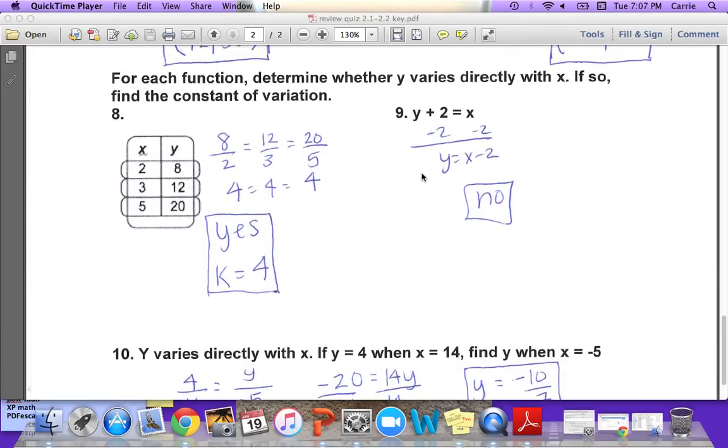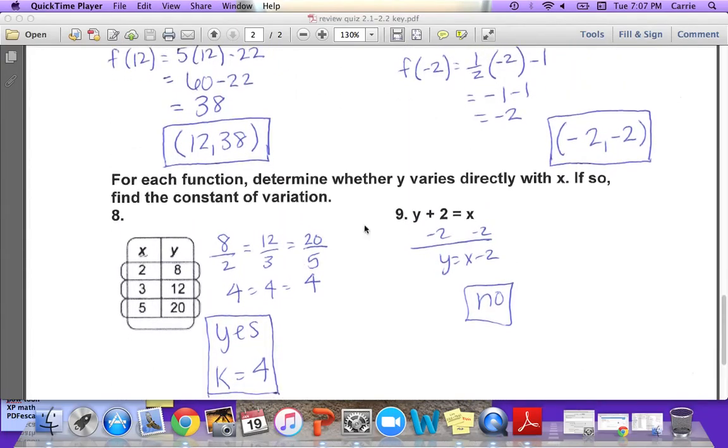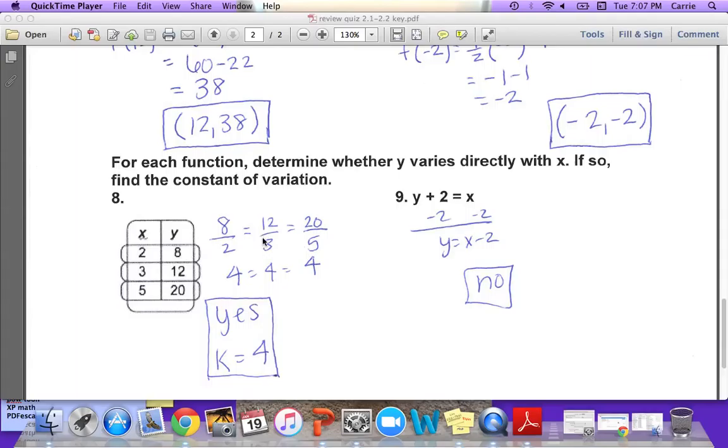For 8 and 9, we have to determine if they vary directly or not. So looking at these, for the first one, your table, you have to set up all of these proportions, y over x, and determine if they all reduce to the same number. If they do, then it does vary directly with x, and we can find the constant of variation, which is the number that it reduces to, which is 4.